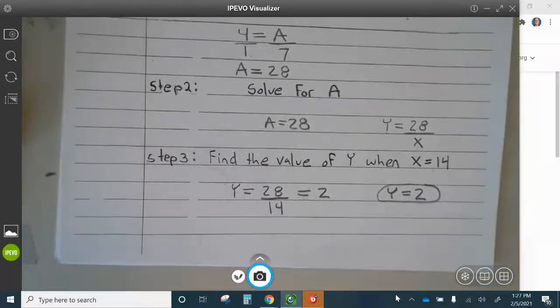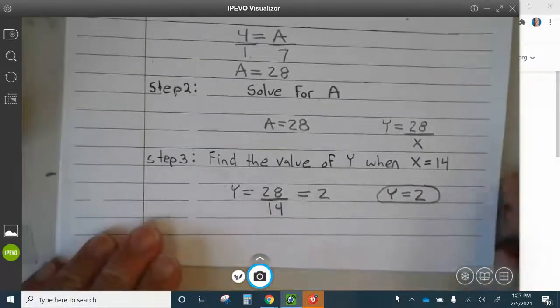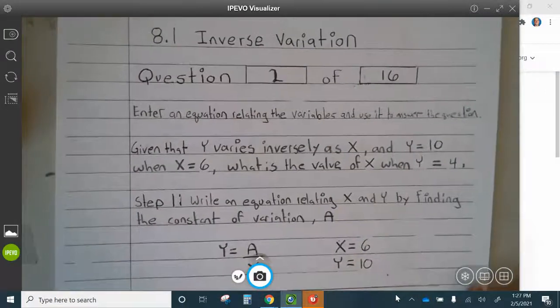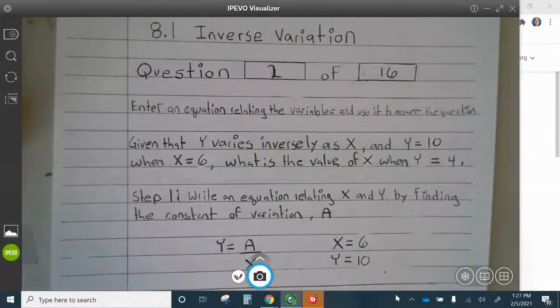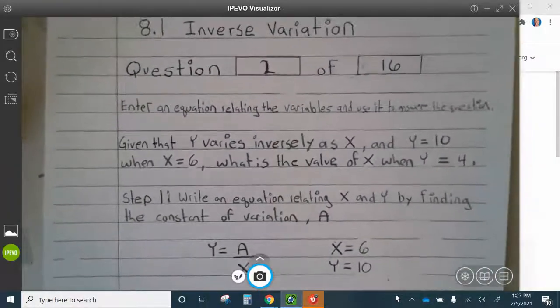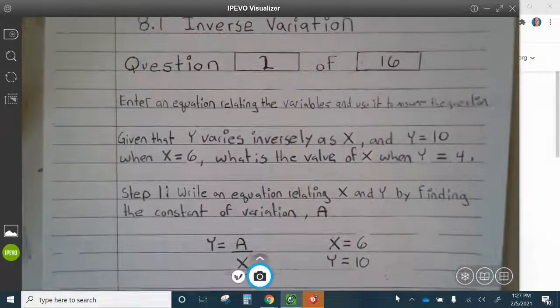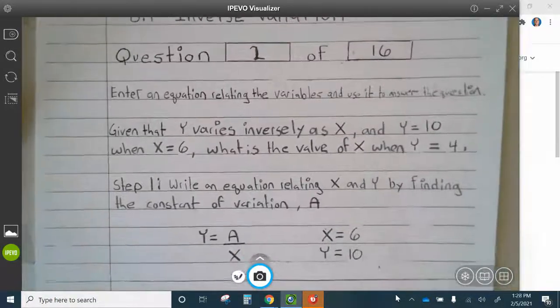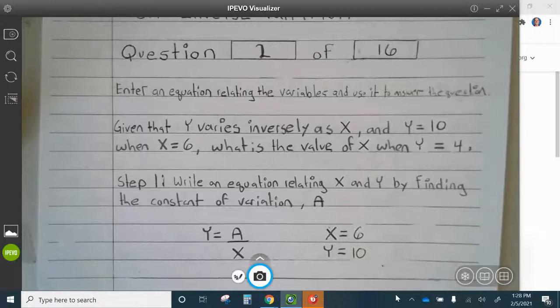Okay, go ahead and finish up question number 1. All right, let's take a look at the next question. All right, question 2 of 16. Enter an equation relating two variables and use it to answer the question. Given that y varies inversely as x, and y equals 10 when x equals 6, what is the value of x when y equals 4?